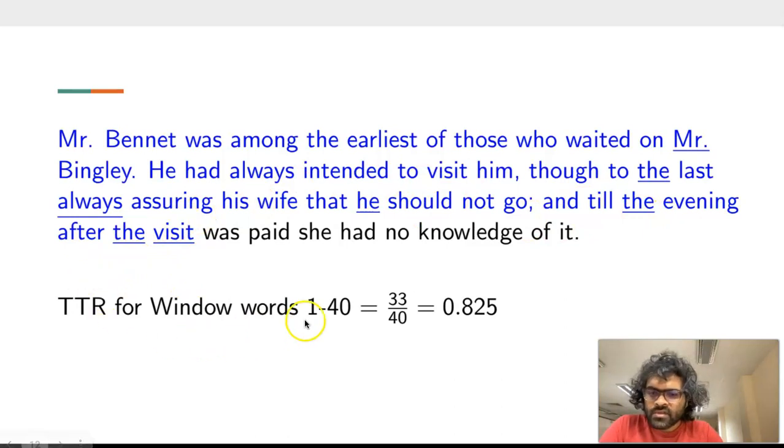So what is the TTR for this window? The total number of words in the window is 40, because we are finding the first 40 words. Out of this 40, 7 words are repeating. So 1 2 3, 1 2 3, 1 2 3 4 5 6 7, yeah, 7 words are repeating. So how many distinct words are there? 33, that is 40 minus 7. So the ratio is 33 by 40. So the TTR for the first window is 0.825.